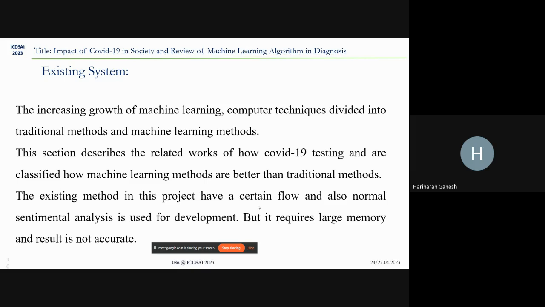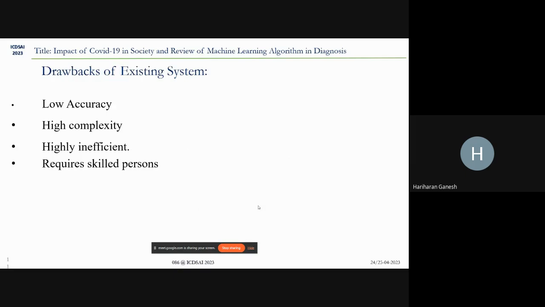And using the traditional method, sometimes it might not be accurate. So we require machine learning in this. The disadvantages of the existing system are low accuracy and high complexity. Sometimes it could be inefficient because certain people, even if they tested positive, might not be aware of it because of using immediate results such as rapid testing.